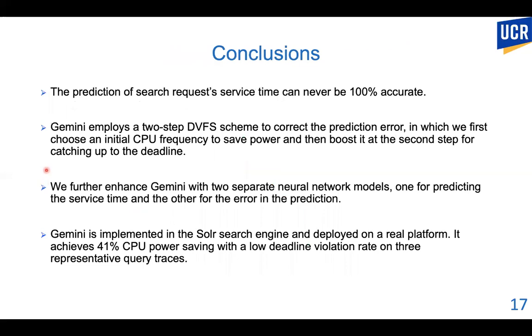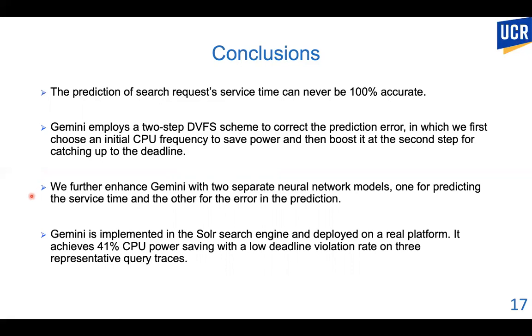In conclusion, in this work, we find that the service time prediction for search requests can never be 100% accurate. Thus, we develop a 2-step DVFS in Gemini to correct the prediction error. In our 2-step DVFS, we first select an initial low frequency to save power and then boost it at the second step for catching up to the deadline. We further enhance our 2-step DVFS with 2 separate neural network models, one for predicting the service time and the other for the error in the prediction.